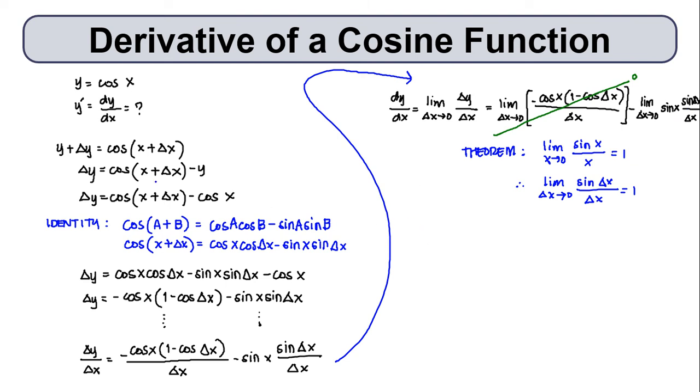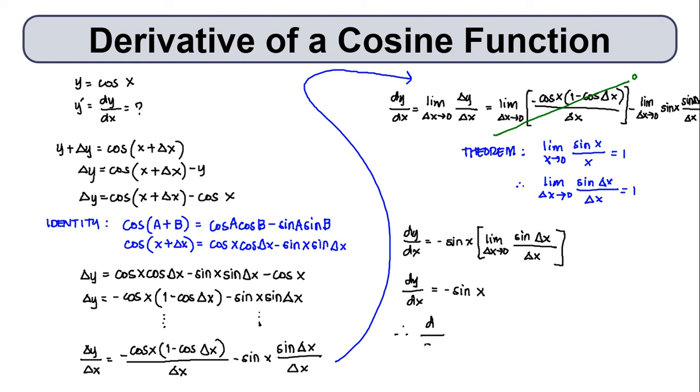Okay? So, ang natira na lang sa atin dyan, so we now have dy dx equal to the limit, 0 na yun, ano? Ang natira na lang sa atin ay negative sine x times the limit as delta x approaches 0 ng sine of delta x over delta x. And in this case, dahil nga equal yan sa 1, ang matira sa atin, dy dx, it is equal to negative sine of x. Therefore, yung derivative with respect to x ng cosine of x equal yan sa negative sine of x. Okay? So tatandaan natin yan na ang derivative ng cosine ay negative sine. Ang derivative ng sine ay positive cosine.